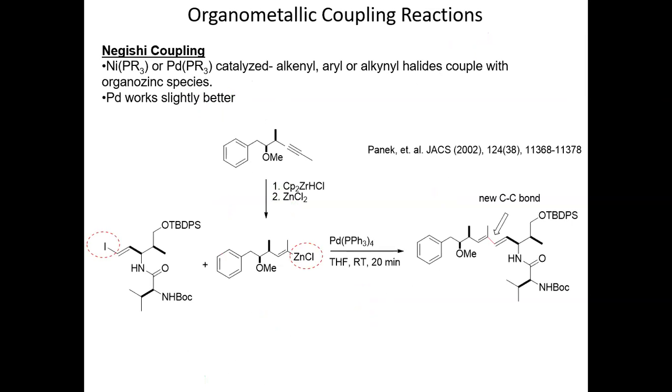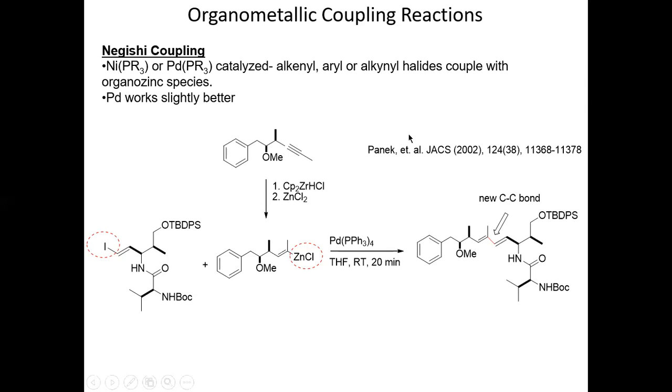All right. And then you also have Negishi coupling, right? You can see here Negishi coupling works on alkynes, right? It's a great way to couple alkynes, right? So, and it's done in the presence of either nickel or palladium, and you can have a vinyl, aryl, or alkynyl halides coupling with organozinc species, and then palladium is a little bit better for this particular reaction.